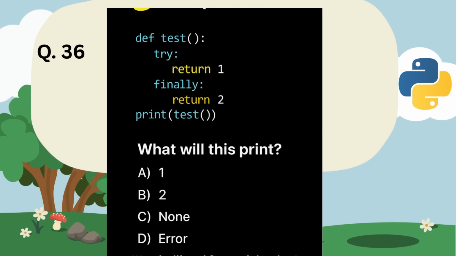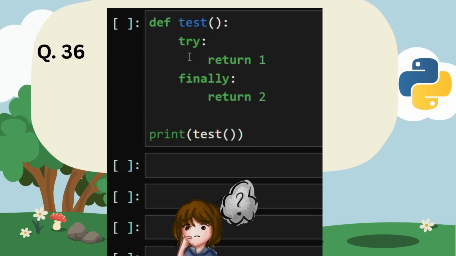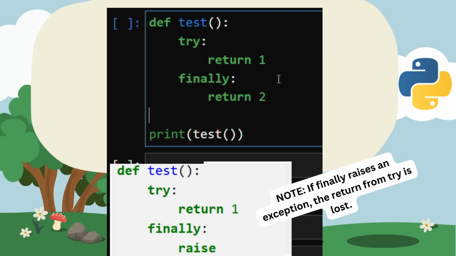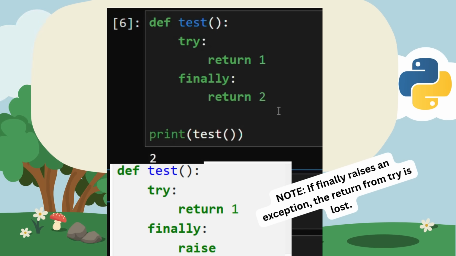What will this print? Pause and drop your guess in comments. Here's the trick. The try block wants to return 1, but Python says, hold on, I must run finally first. The finally block returns 2, which overrides the earlier return, so the final output is 2.